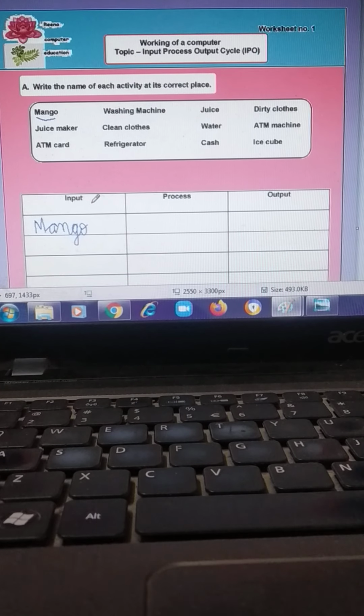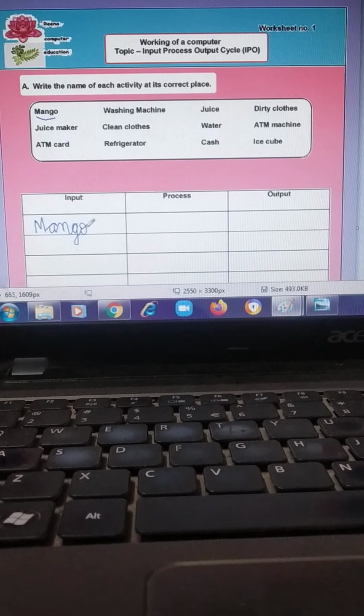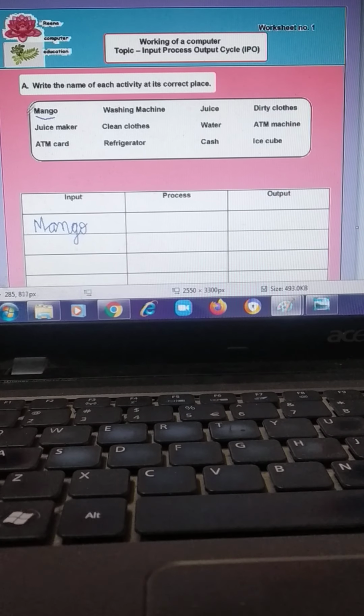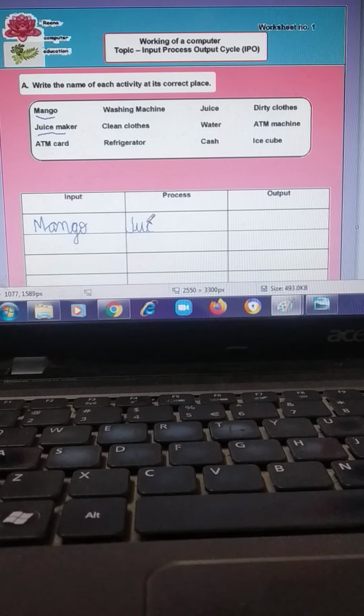Now to drink the mango juice, we need to put the mango in the juice maker. So next is the juice maker. So this is the processing device that will help us in making mango juice. So let us write juice maker here.